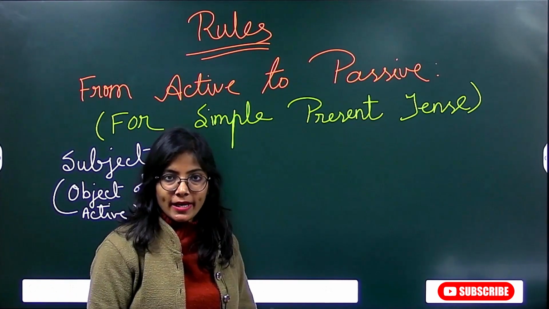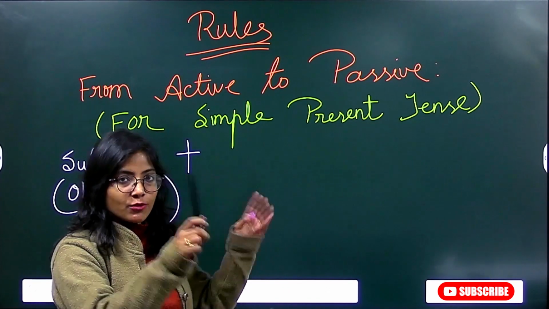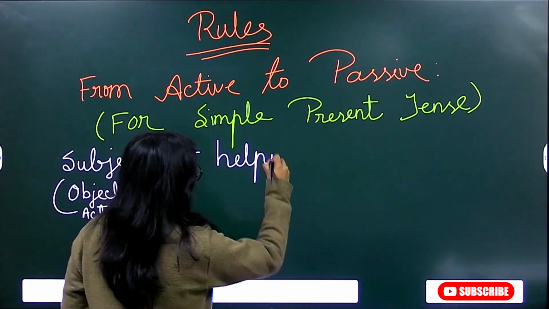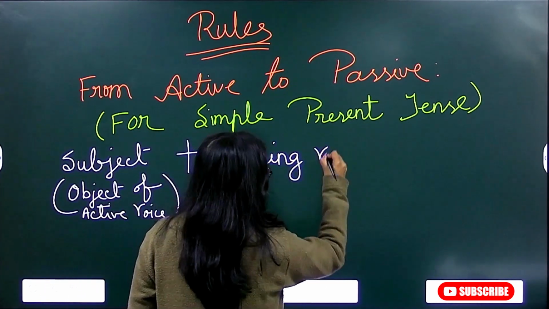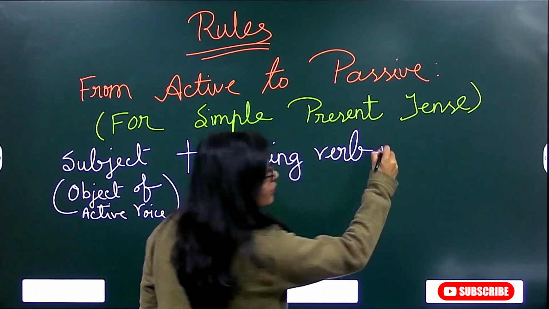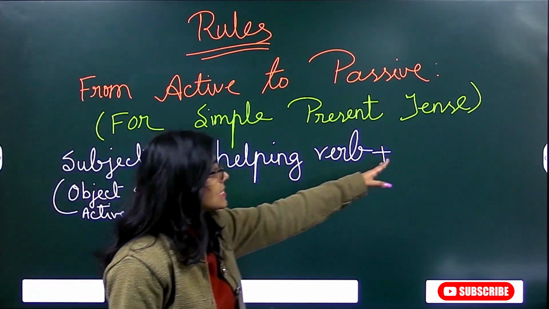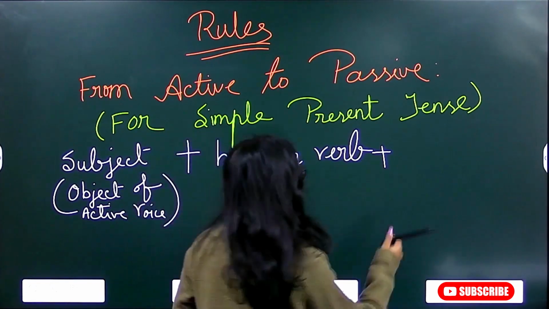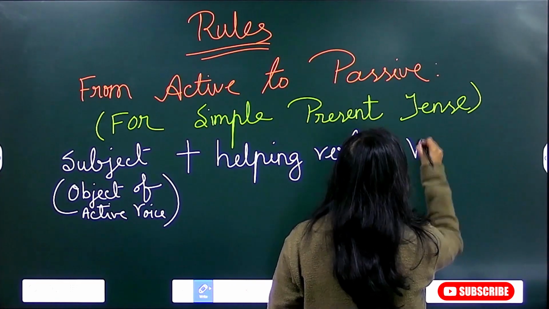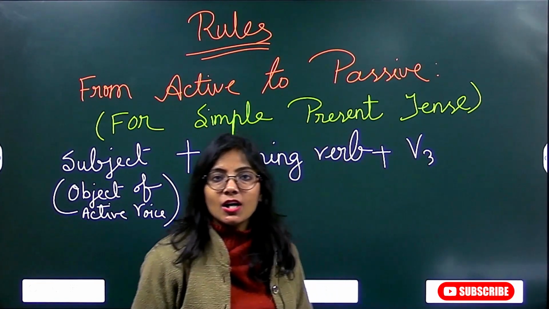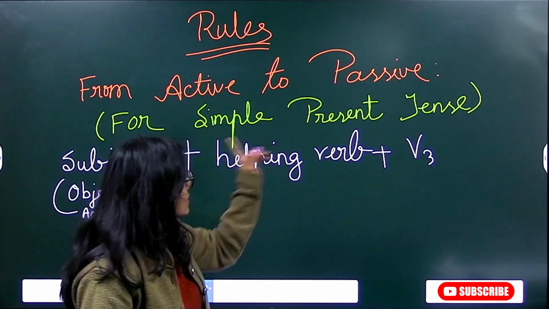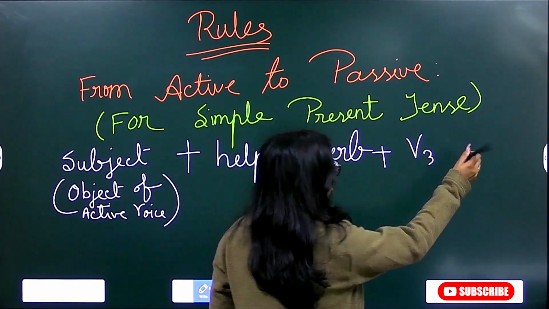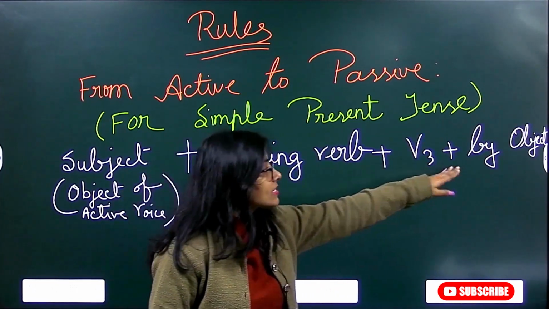Helping verb. Okay, now helping verb will be according to the subject. So helping verb plus, then comes third form of the main verb. Okay, V3 as in verb का third form. So subject plus helping verb plus V3 plus object. So I have to use this word by.